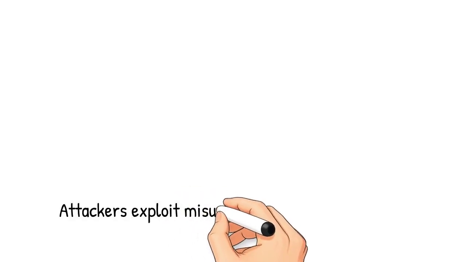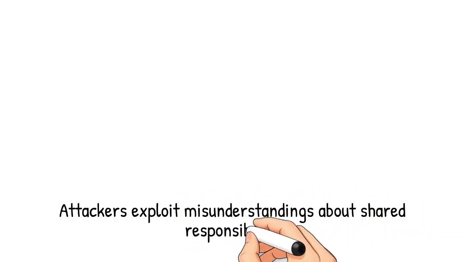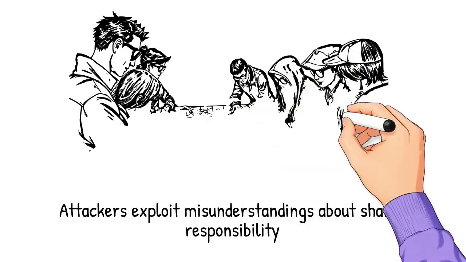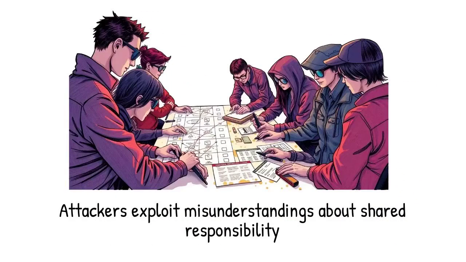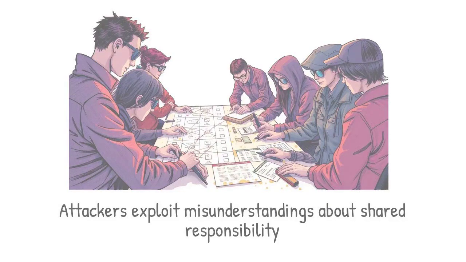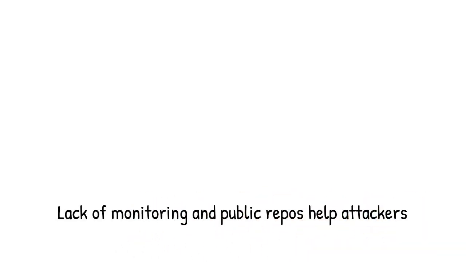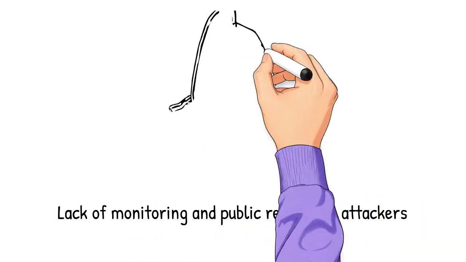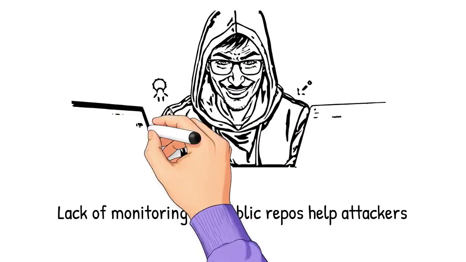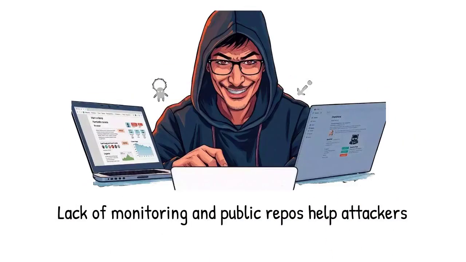Attackers know one thing. Most companies don't understand what they're responsible for. So they exploit misconfigured S3 buckets, open security groups, weak IAM roles, exposed databases, and unsecured APIs. They also exploit lack of monitoring, no MFA, hard-coded secrets, public GitHub repos, and overprivileged service accounts. Attackers don't need to break AWS, they just need to break you.